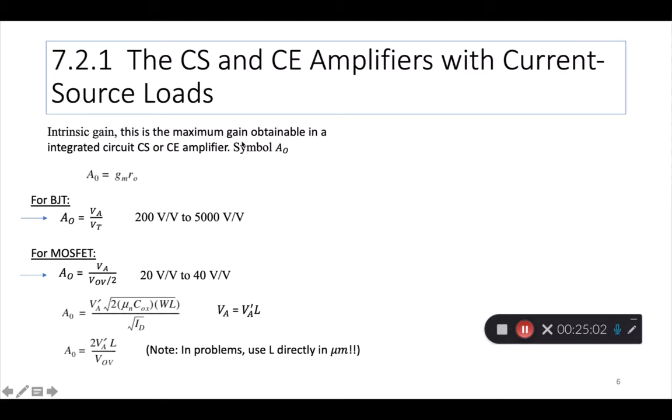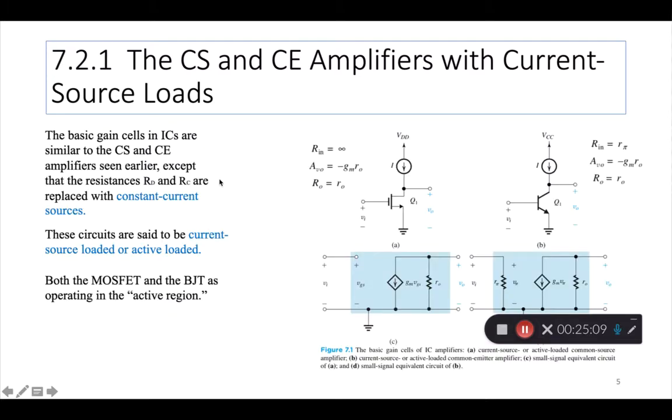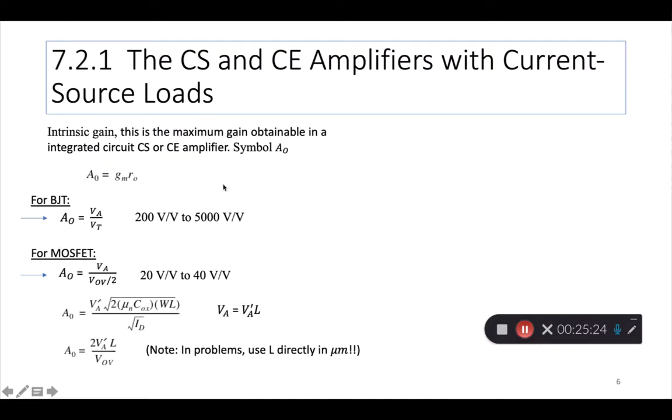So there is a new symbol AO that is defined, and AO is gm ro. So for some reason this was considered important to define and distinguish from A vo, which we have already seen, right? In this case, there's a negative sign for A vo, but the new symbol intrinsic gain, this portion, is without the negative. So it's just defined using these two quantities, gm and ro, but without a negative sign.